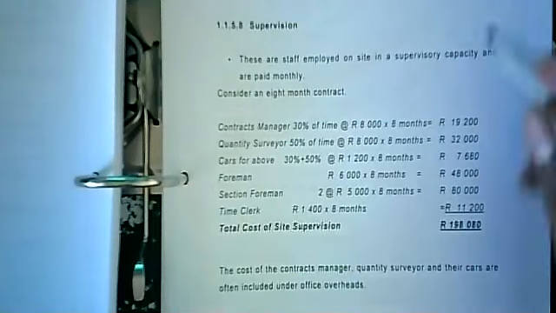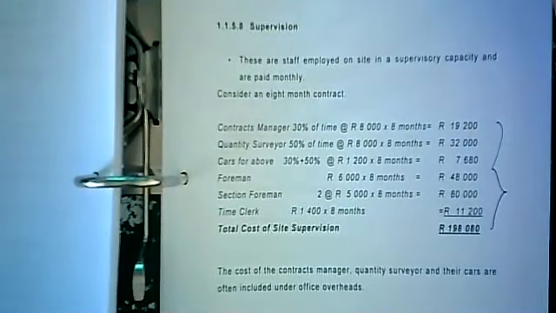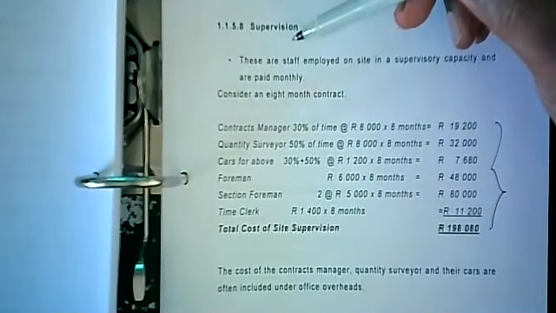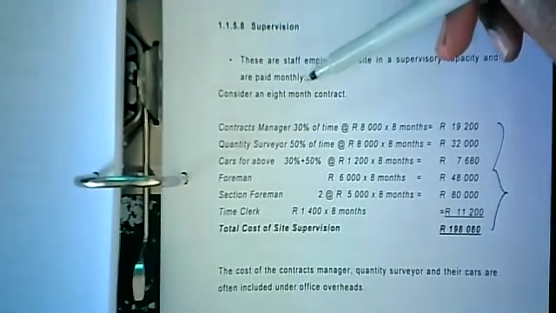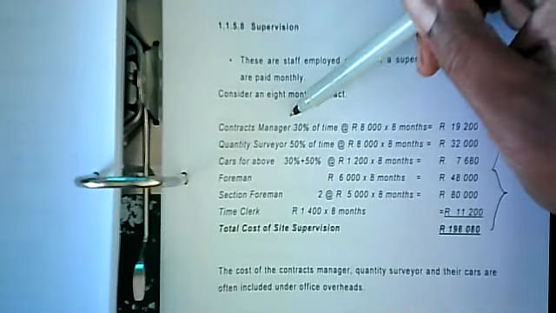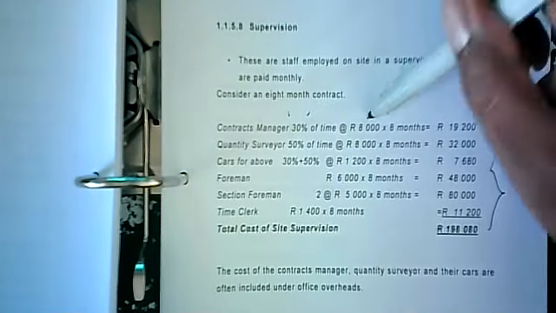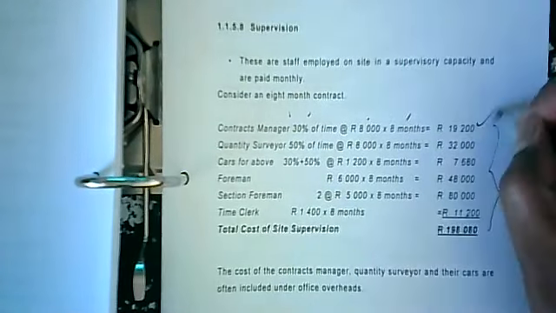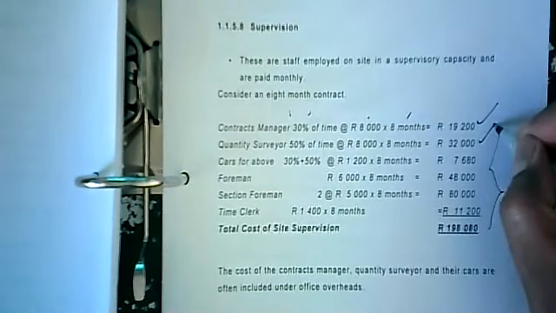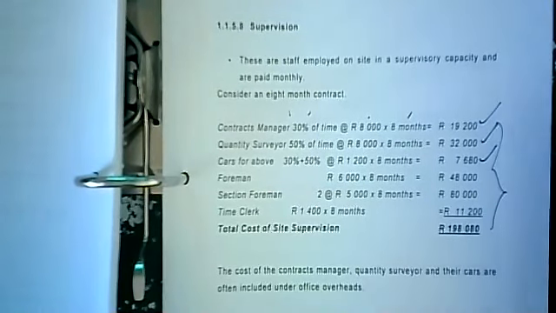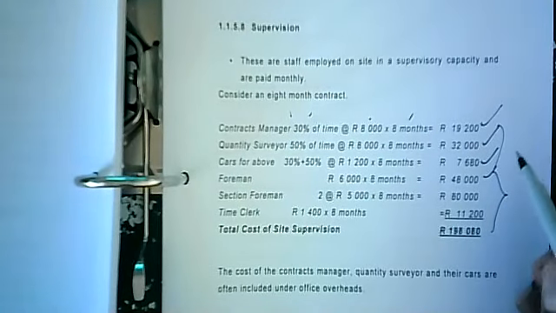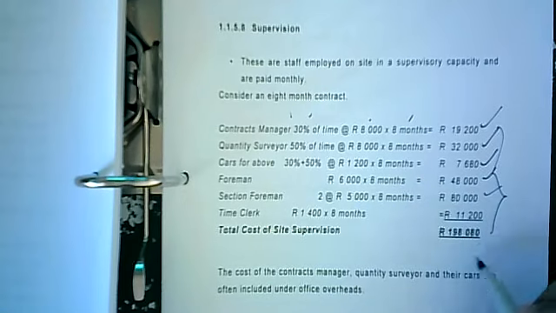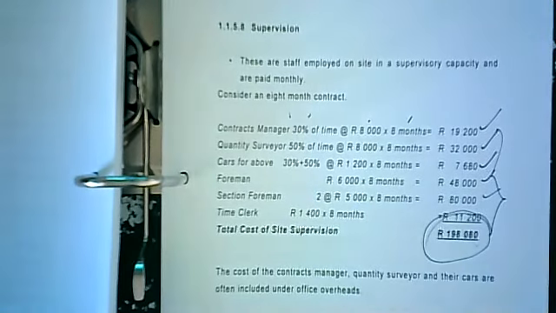All right, once again, very old numbers. Supervision, these are staff employed on the site in a supervisory capacity and are paid monthly. Consider the same 8-month contract. You have a contract manager 30% of the time, and here's his charge for 8 months, and suddenly you have a cost for that guy and a cost for that guy. They need vehicles, and we have a cost of vehicles. We have the foreman, that's his cost for the duration of that particular structure, site foreman, and suddenly we have supervision costs.